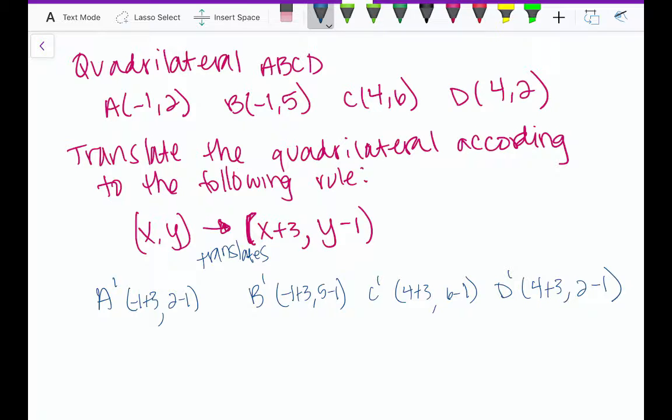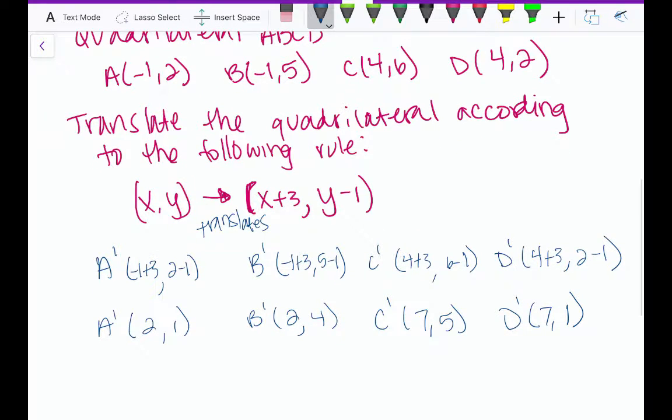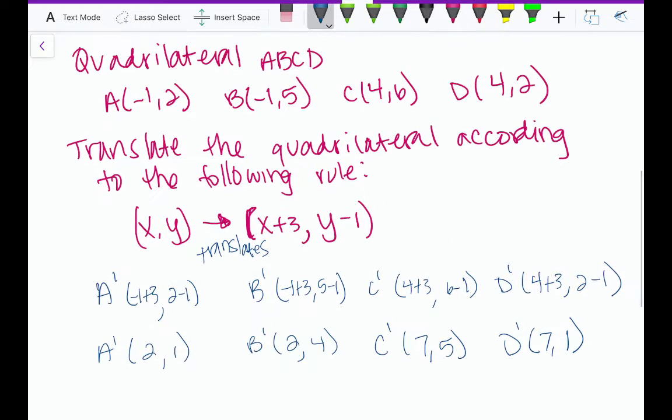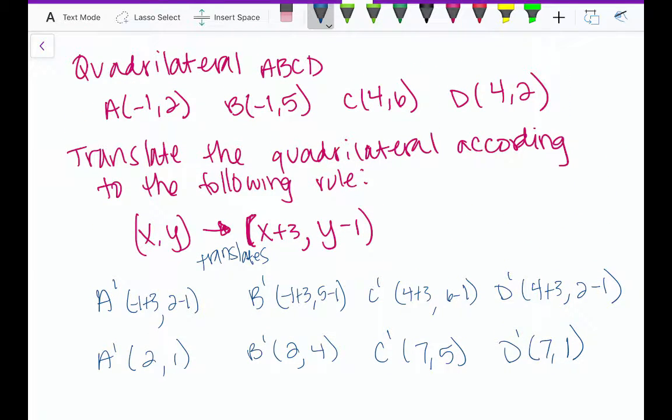So now I'm going to go ahead and simplify this. So A prime will be 2, comma 1. B prime will be 2, comma 4. C prime will be 7, comma 5. And D prime will be 7, comma 1. So now I'm going to plot the original and the new image, so the pre-image and the image, on a coordinate plane.